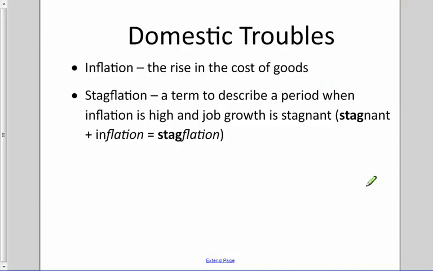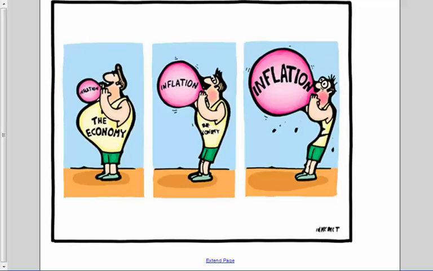So what happened domestically in the U.S. during Ford's presidency? Well, he had some domestic issues. He had inflation and stagflation. Inflation is the rise in costs of goods. Here we see the balloon, it gets bigger and bigger, so costs get bigger and bigger. But people aren't making any more money, so things cost more, and you don't notice a difference.